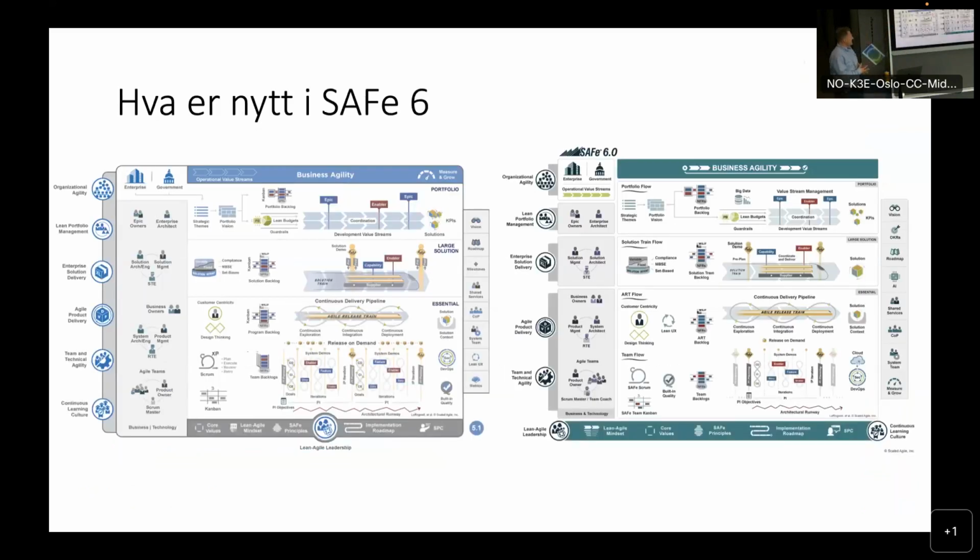So, what is new in SAFe 6? This is a bit small on this screen, but it doesn't look too different at first glance, but there are some changes here, and we'll go into some of the specific ones. I'll just highlight that they've separated the layers a bit more. They've moved some of these competency areas, the culture and learning has been moved down to the foundation, so it crosses all of them. I'll come back to some of the other ones, but there are a few changes. My initial feeling is that these ones are making it better.